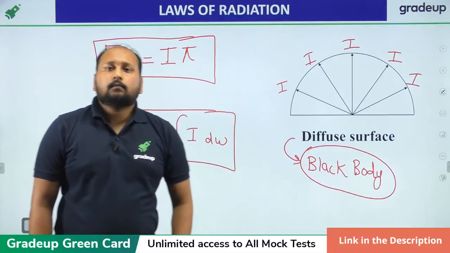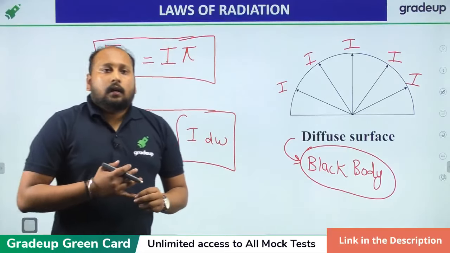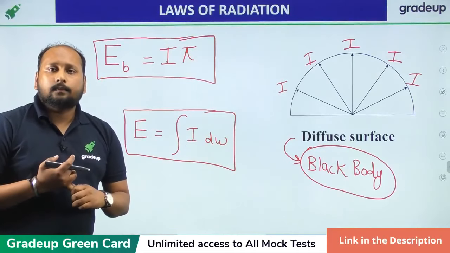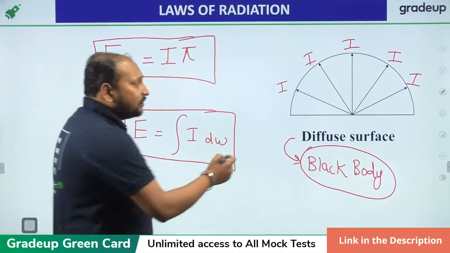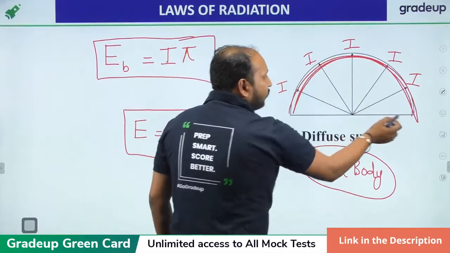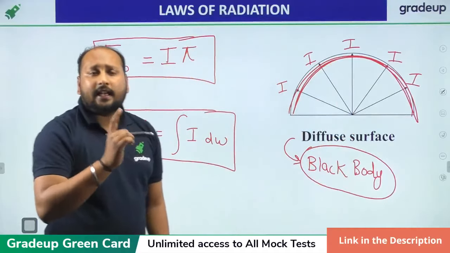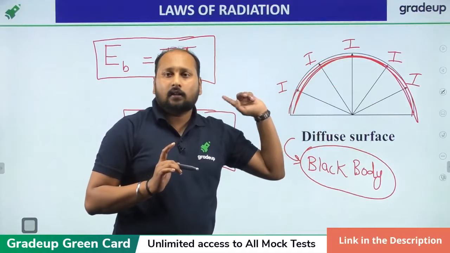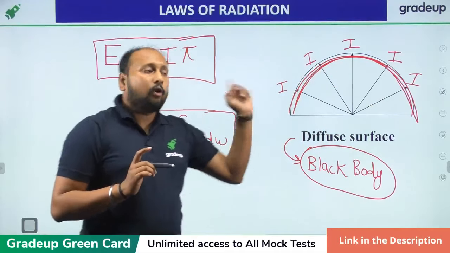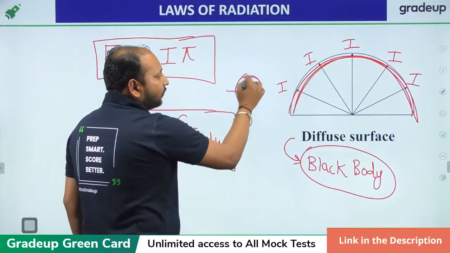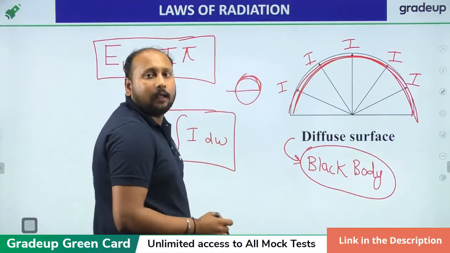Clear? Understood? This is the black body emissive power, because this is defined for this only, this is pi only. If you say we are taking up only two quadrants. Clear? So that is why the total will be pi. It won't be 2 pi, because we are not talking about a complete surface, we are talking about a hemisphere, which will be pi only.